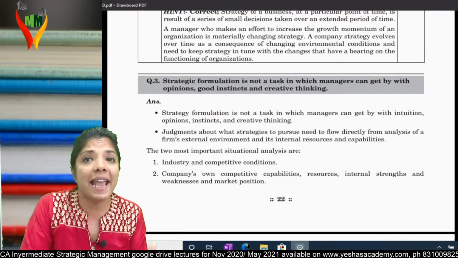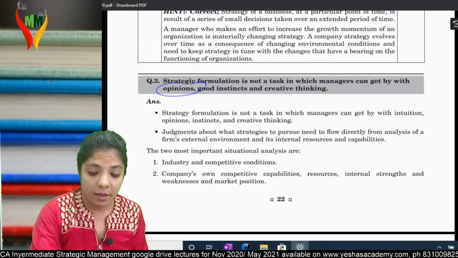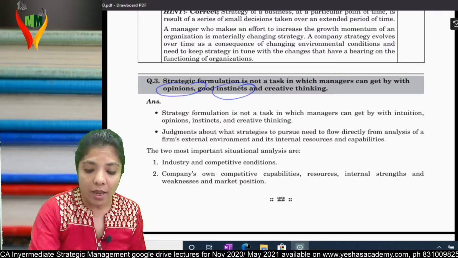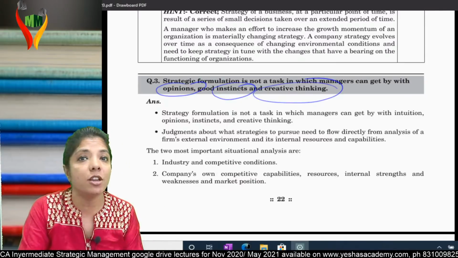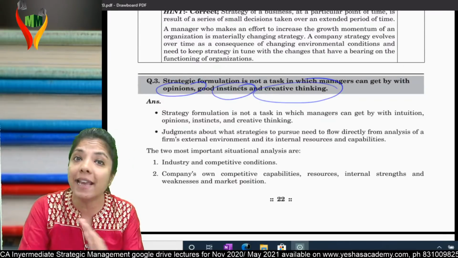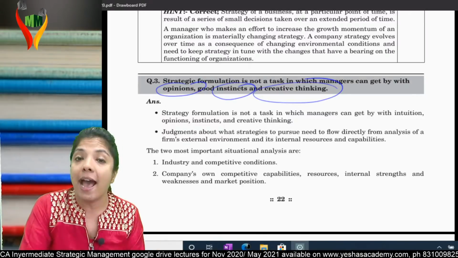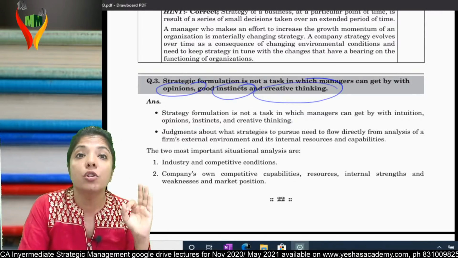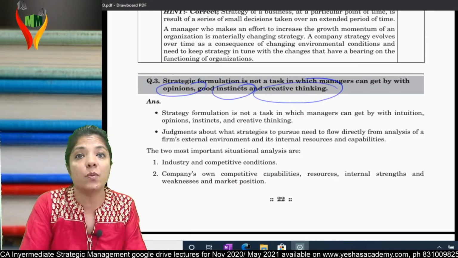See, what is question number 3? Question number 3 is, can you formulate strategy by opinion? No. Instinct? No. Creative thinking? No. I cannot formulate a strategy by opinion, instinct, and creative thinking. I hope you're with me. I can formulate strategy only by analysis, and not small analysis, solid analysis. Solid analysis of external as well as internal.